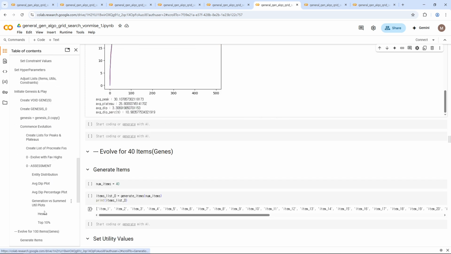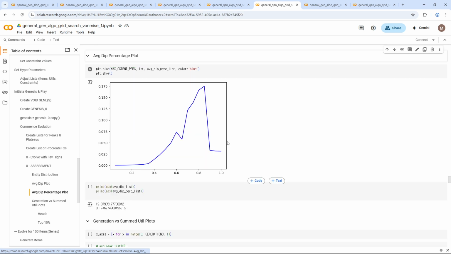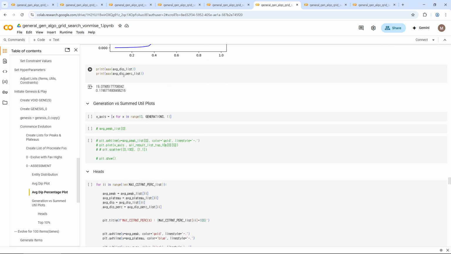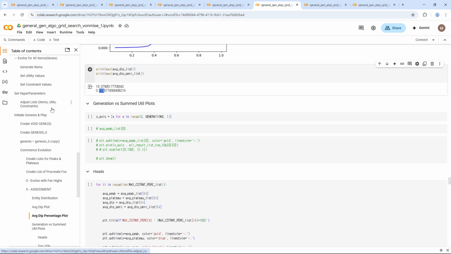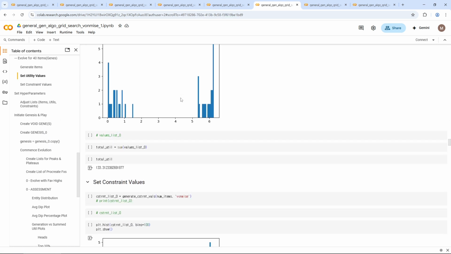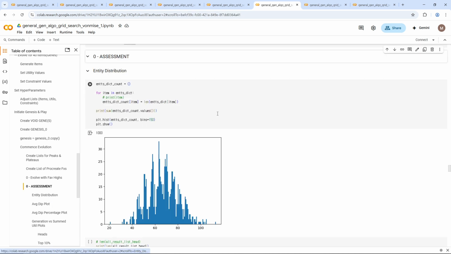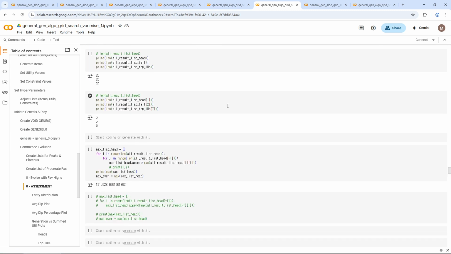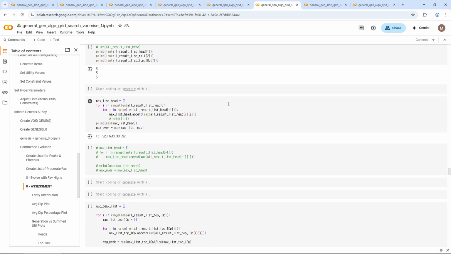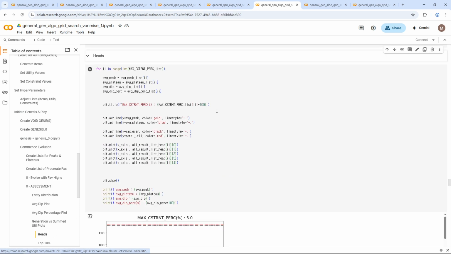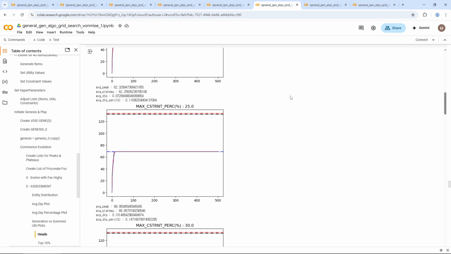40 items. As usual, the average dip percentage plot. And the maximum average dip percentage was 17.4%. The total sum of utility is 133. And the maximum ever was 131, so that's 131 out of 133. Heads. When do we reach that?